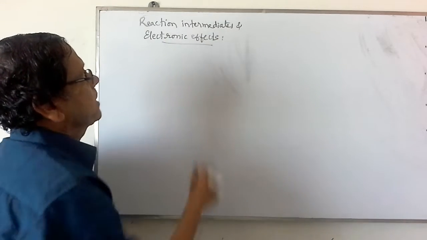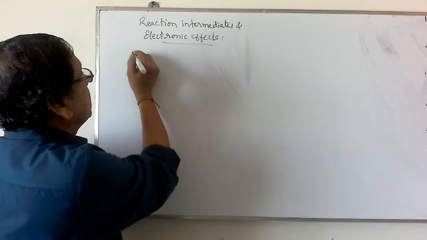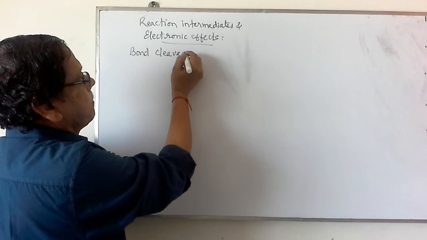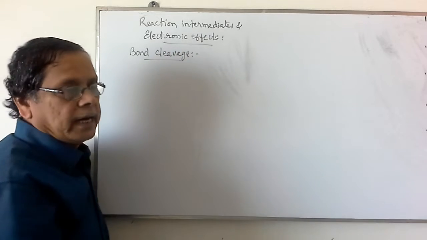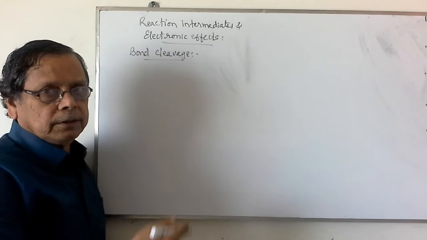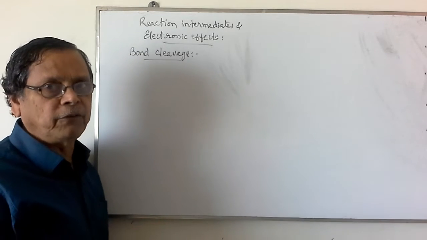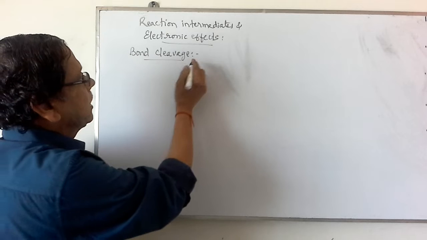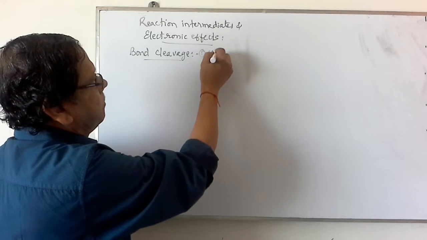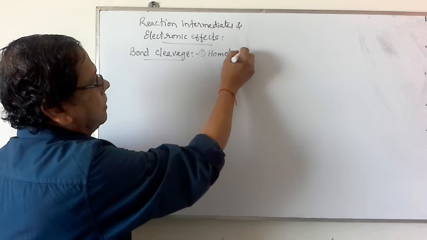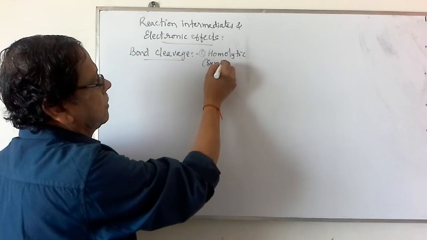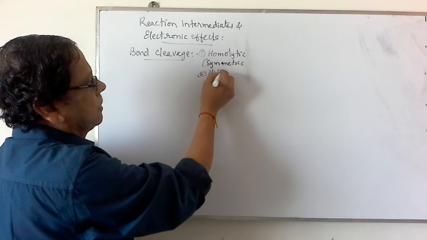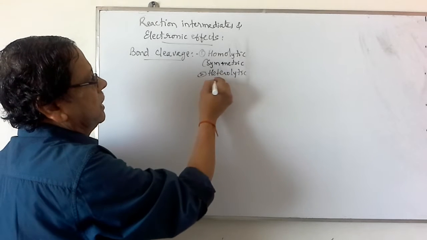Now, before going for the reaction intermediates and electronic effects, first let us consider the bond cleavage. That means when the reaction takes place in an organic reaction, there is a breaking of the bond and a reformation of the bond. So how that bond breaks up, that we can explain by considering two methods. One method is homolytic, also called symmetric, and the second one is heterolytic, that is unsymmetric.